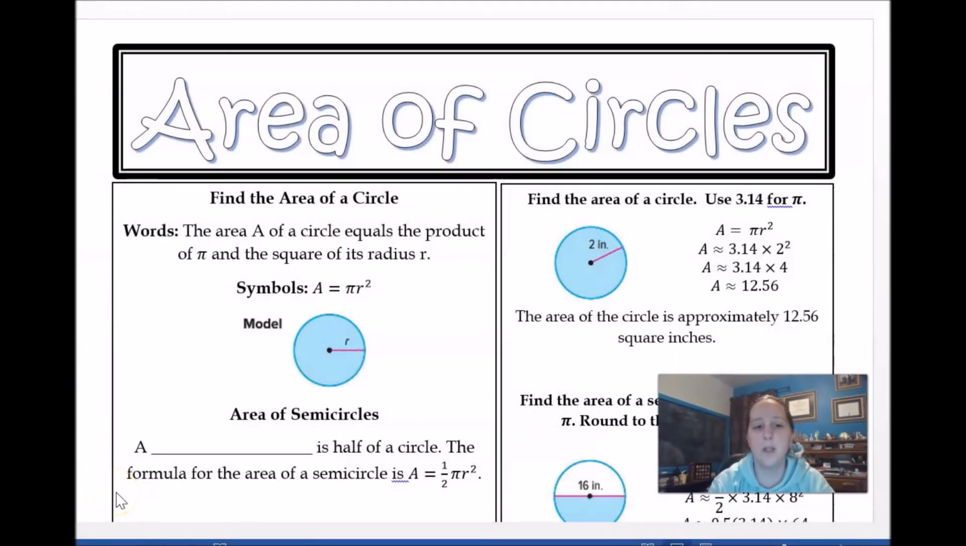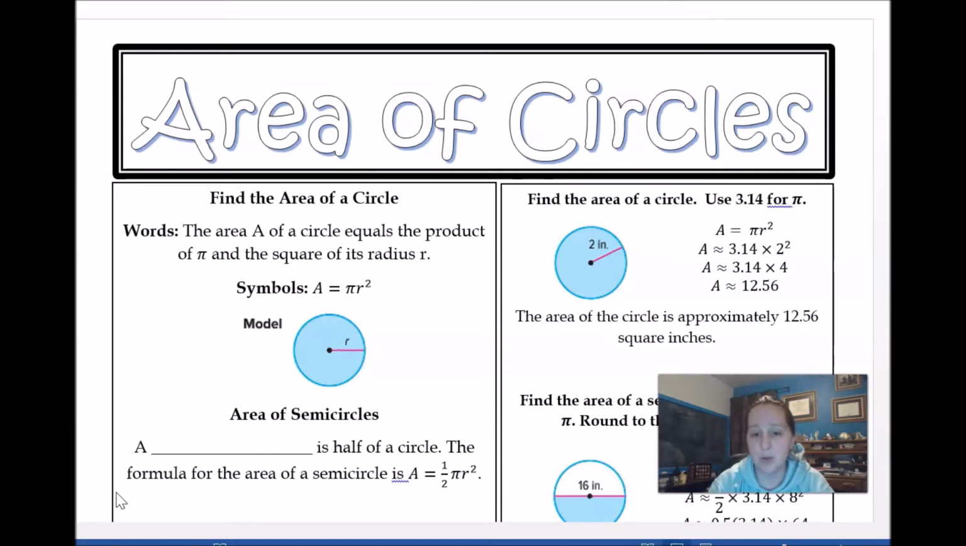Okay, and now we're going to talk about area, which is the same whether you're talking about rectangles, squares, triangles, circles. Okay? So the formula for the area of a circle is A equals pi r squared. You're going to take the radius, it always has to be the radius, and you're going to square it, then multiply that answer by pi.